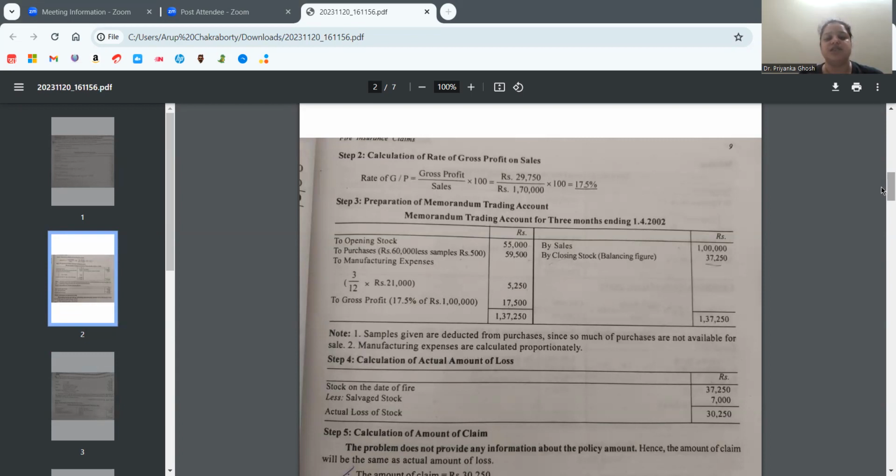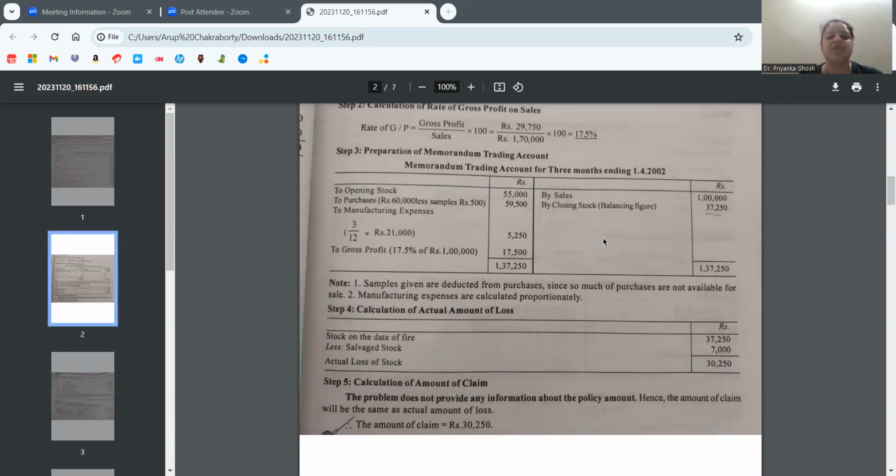Now we will go for step 3. Step 3 is the memorandum trading account, where we are going to find out the closing stock as a balancing figure, because on the date of the incident we don't know the value of the closing stock. So from the first day of the next year, means 1st January 2002, to the date of the fire, we have to prepare the trading account. That is for the 3 months.